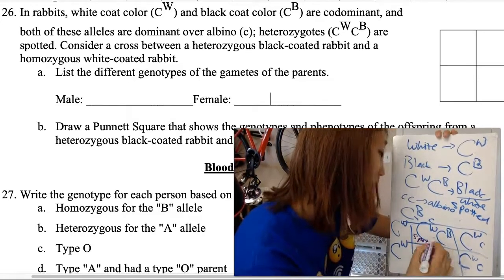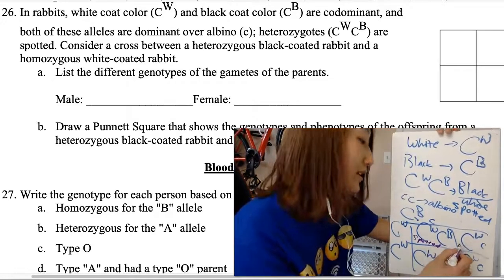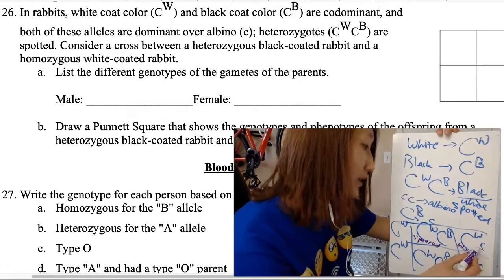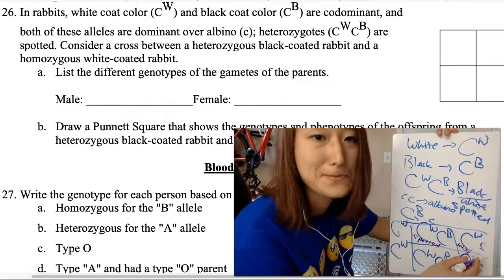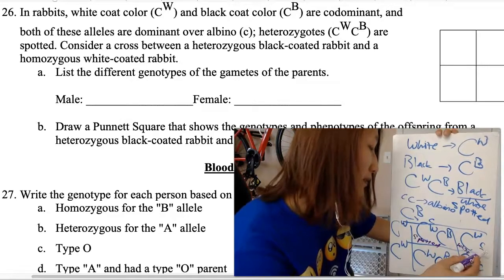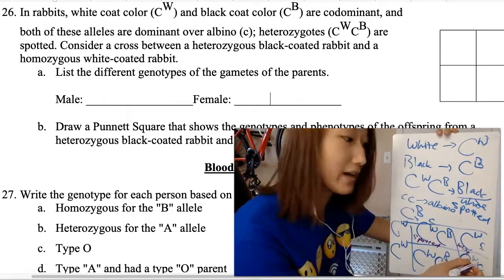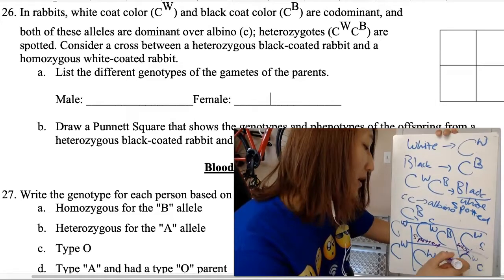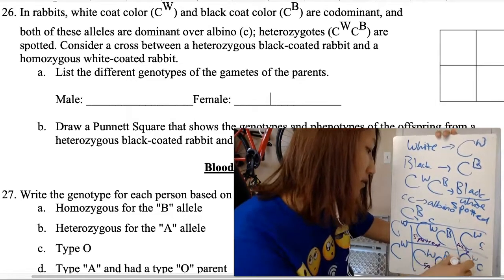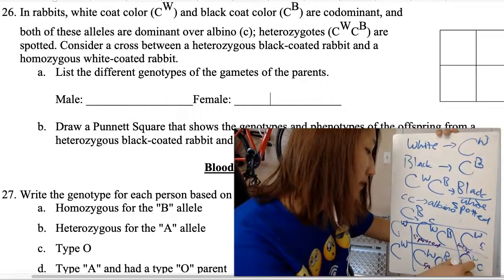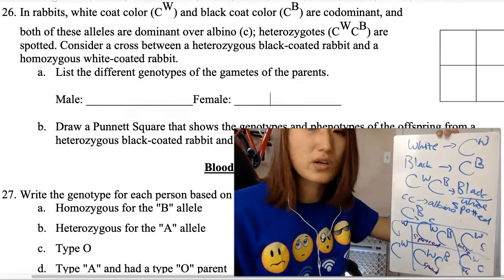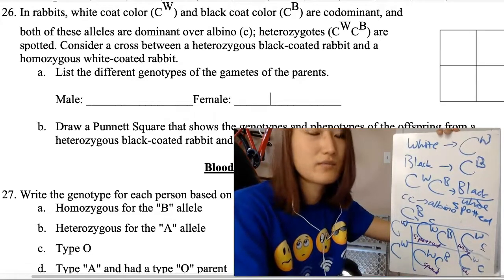Must be so cute. CW little c has to be a white rabbit because little c is albino, so it's not just white, it's albino. It doesn't have any pigment. It's going to get little red eyes. This is a white rabbit. This one is another spotted rabbit. And then you have another white rabbit. So you have two spotted rabbits, two white rabbits, or a 50-50% chance for both of these traits.